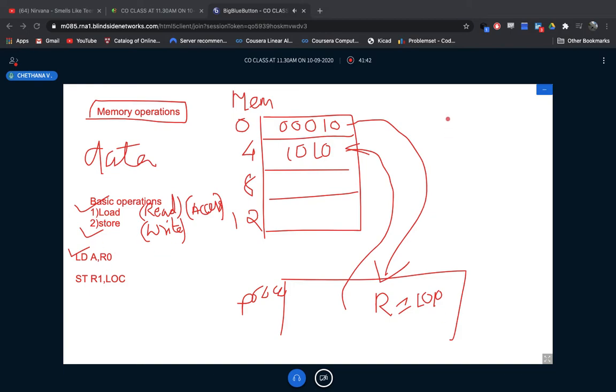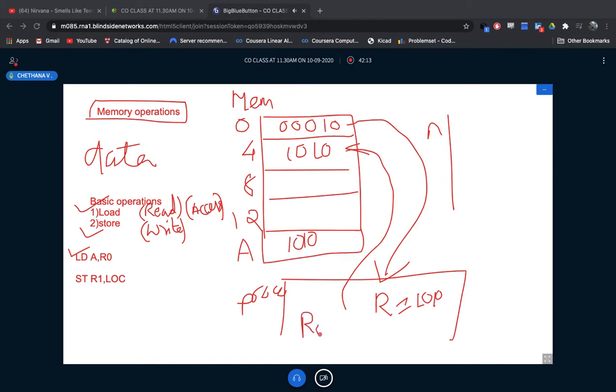Suppose I'll give you the location also. Suppose A is the memory location. Here only I'll continue, so you won't get confusion. Suppose A is the data available here. Inside A, I'll be having 1010. Now register R0. So now tell me what is load A to R0? What is my data in R0 now because of this load operation?